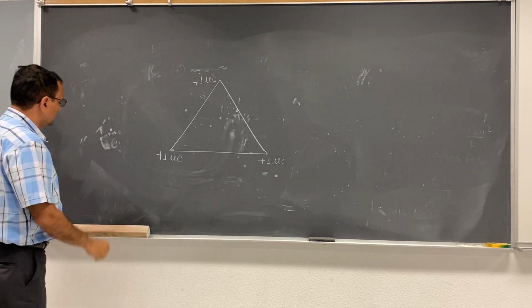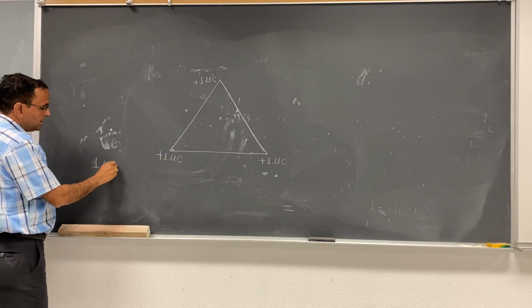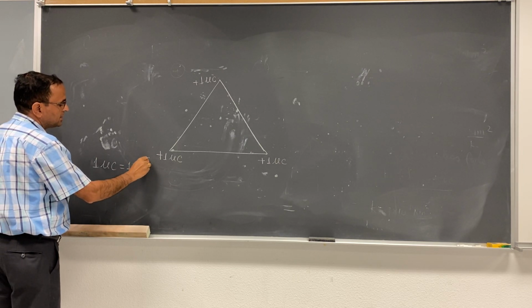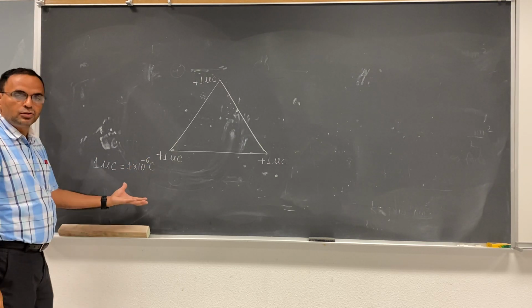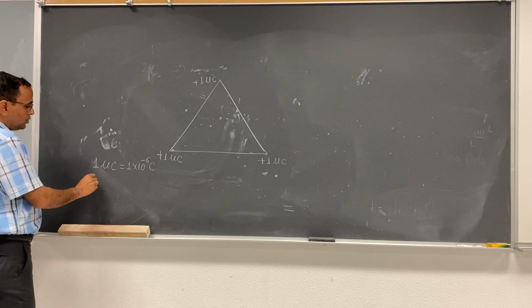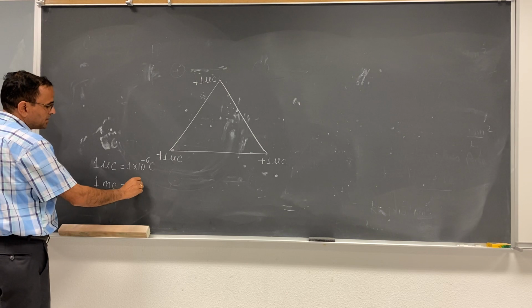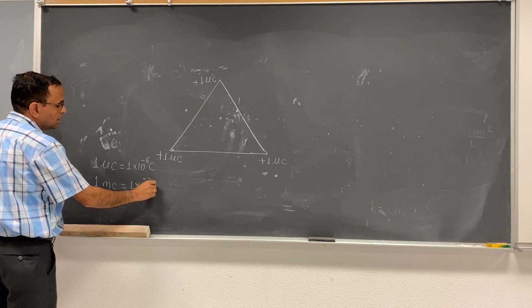Microcoulomb, you have to convert this. 1 microcoulomb is 1 times 10 to the power negative 6 coulomb. You have to convert this into coulomb. There is another one, millicoulomb, also. If you have 1 millicoulomb, this is 1 times 10 to the power negative 3 coulomb.